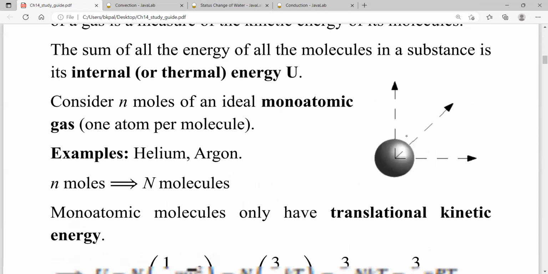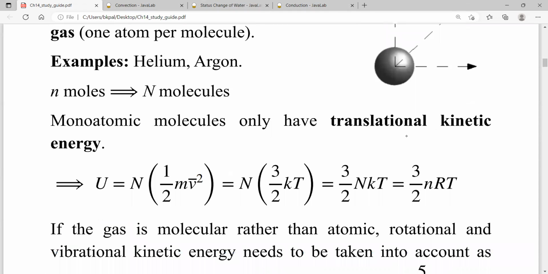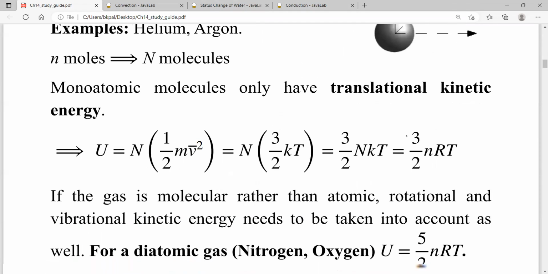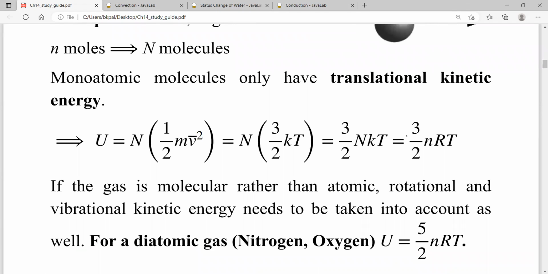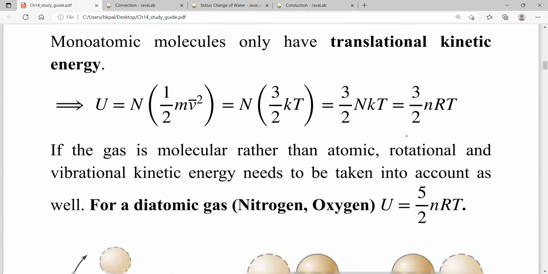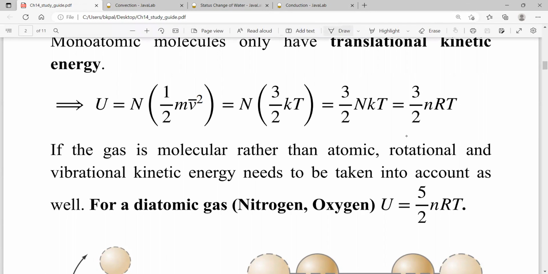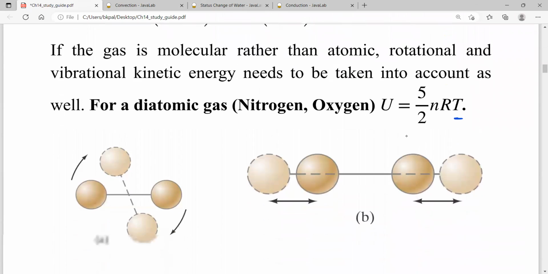For a monoatomic gas, we see that the internal energy is 3/2 nkT, or 3/2 nRT. For a diatomic gas, it is different. But the important thing to remember is that internal energy, or the thermal energy, is proportional to the absolute temperature. So here you see in both cases it is proportional to T, the absolute temperature.